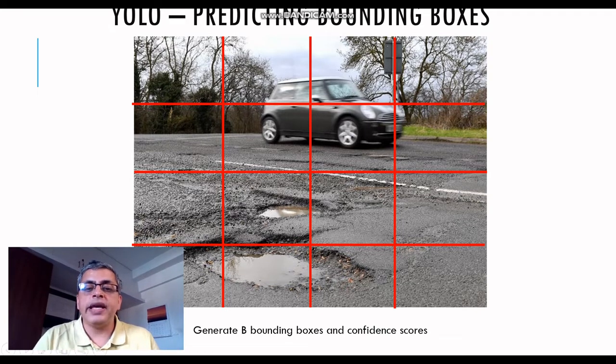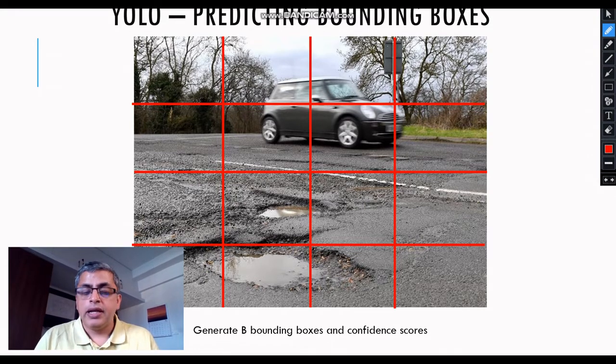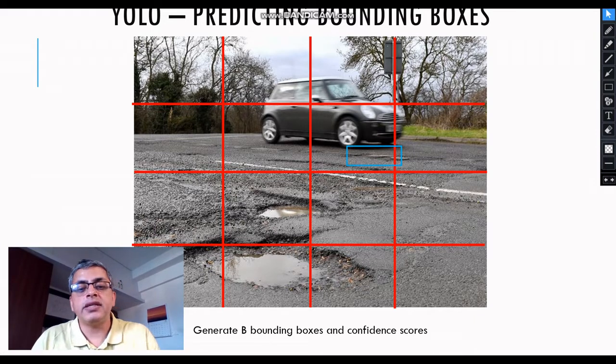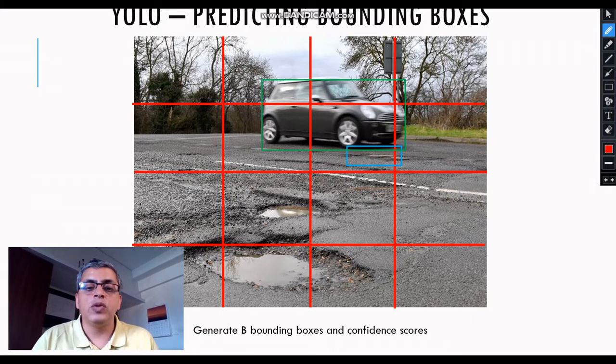So let's take this central box, this specific box for our case, and let's assume it is predicting 2 different boxes like this. It has detected, now the blue indicates a detection of potholes, and the green indicates a car. So this is our base grid which we are considering.